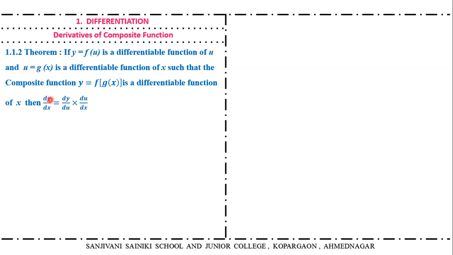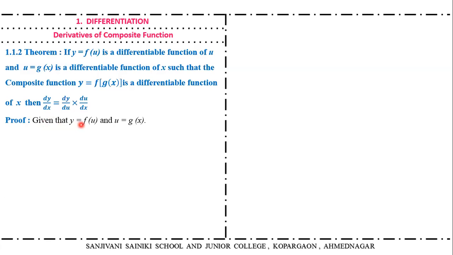That means we are not going to differentiate y with respect to x directly. We are differentiating y first with respect to u, and then that u with respect to x. This formula is known as the chain rule. What is known as the chain rule?